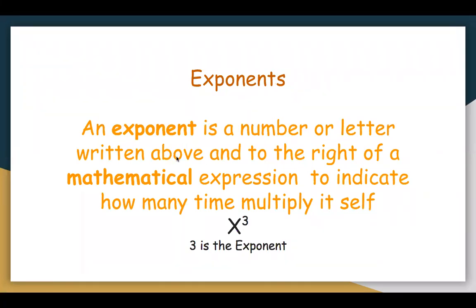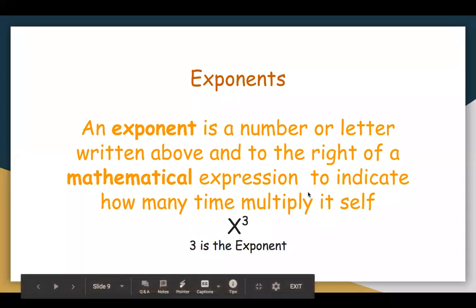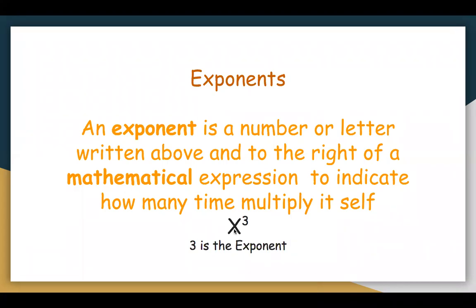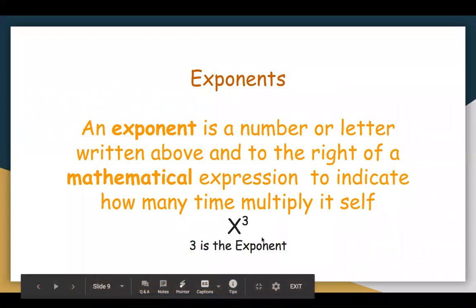Exponent. An exponent is a number or letter written above and to the right of a mathematical expression to indicate how many times it multiplies itself. So here, x to the power of 3, or x with exponent 3, means x times x times x, x multiplied by itself 3 times. It doesn't always have to be x. It can be a number. It can be another sign or another expression altogether. All right.